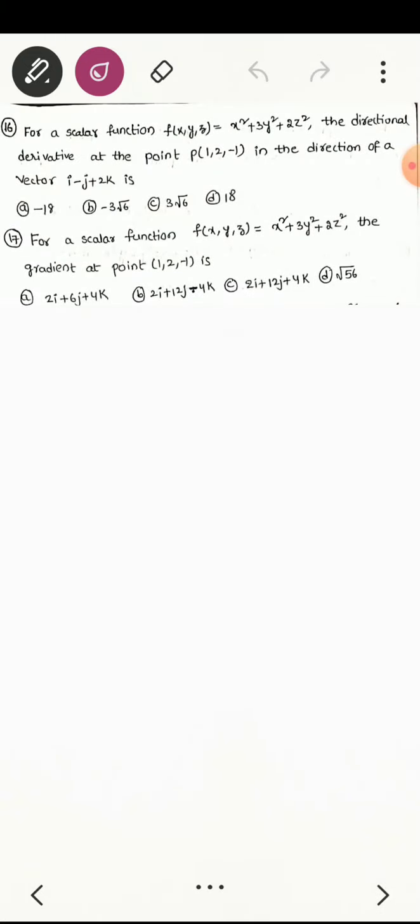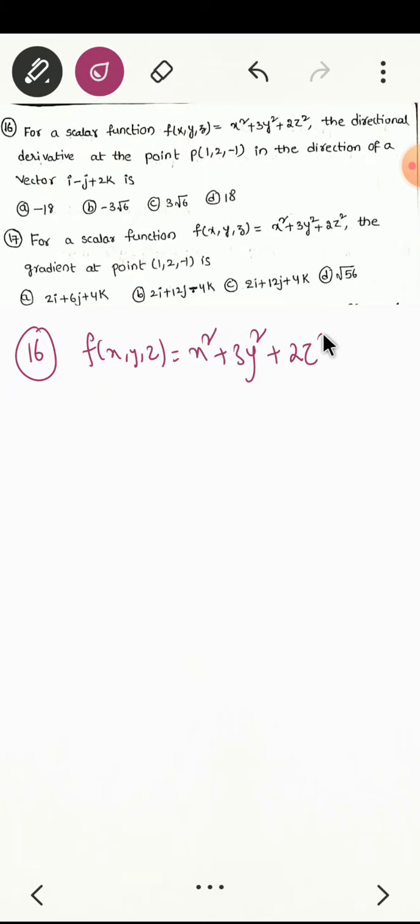Hope you are getting it. Let's see problem number 16. What are they saying? For a scalar function, they have given the function phi as x square plus 3y square plus 2z square. The directional derivative at some point is in the direction of a vector; this is a unit vector. First find the gradient: with respect to x into i, 2x into i, with respect to y into j, 6y into j, with respect to z into k.